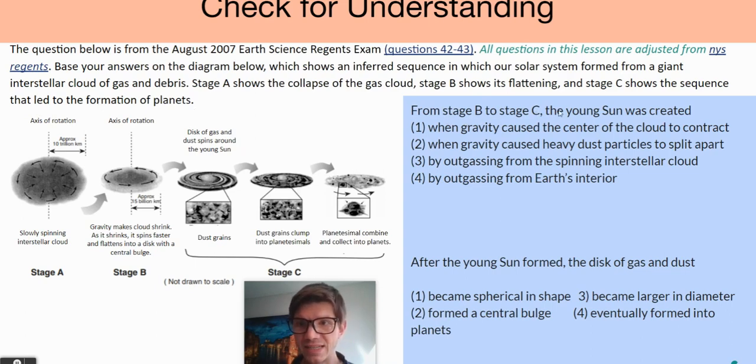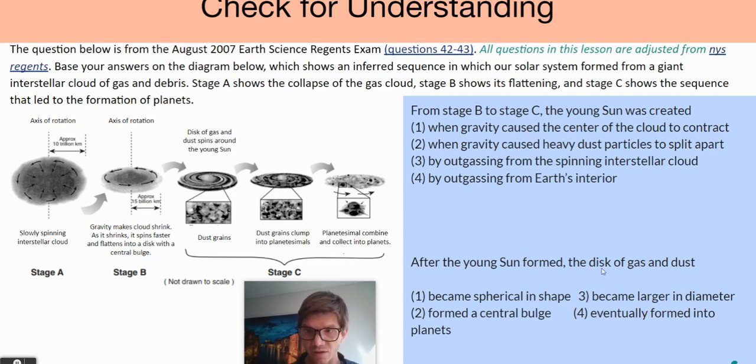From stage B to C, the young sun was created when? What happened between this stage and this stage here is we have gravity causing things to be attracted to one another, and therefore it's going to contract. That's going to have everything forced together. That's going to create that warm, dense center of the disk, which once gravity really increases to the point where atoms can actually smash together, fusion will occur, and then we have a sun, which is what happens here at stage C, which is labeled.